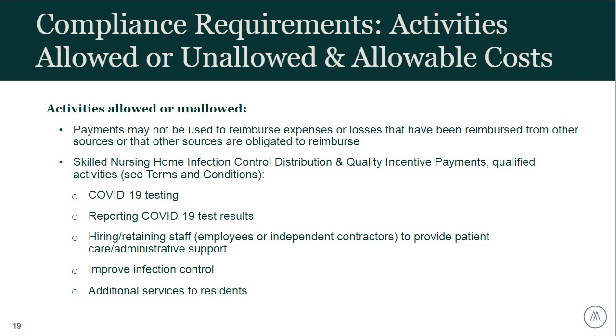Specific to the skilled nursing home infection control distribution, they do list very specific examples of what they expect to see as allowed uses of the PRF funds. So it's COVID testing, reporting the test results, hiring and retaining staff to provide patient care, and improving infection control. For those of you that got these distributions, it'll be critical to clearly document the nature of your expenses. Do they fit one of the categories that are allowed under this part of the Provider Relief Fund?